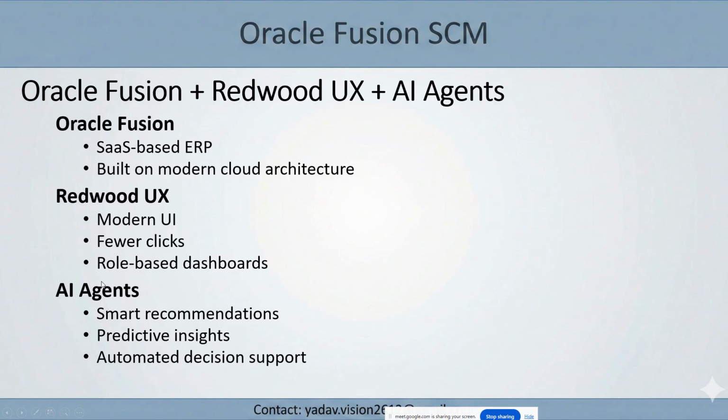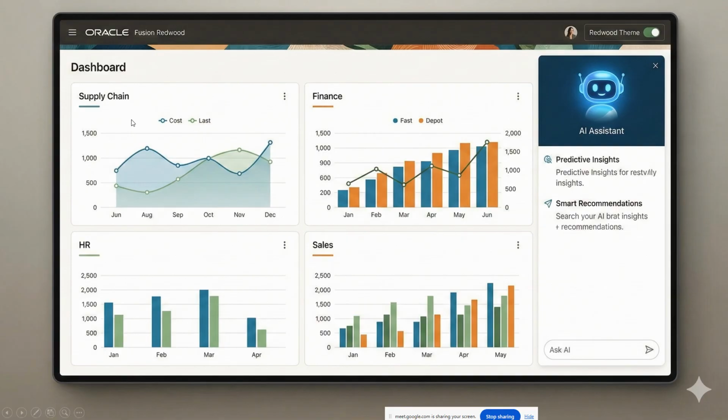Now, AI agents. Earlier, if a user joined recently, they were not aware of how to raise a request, how to raise a purchase order, or how to create an item. For that, you can create an AI agent and keep it so the user can start using it. They can ask questions and get answers from AI, instead of coming to you every time to ask how to create a purchase requisition. The system will tell them. This is how it's going to look: the Redwood UI, the dashboards, and the AI agent, which answers your questions.